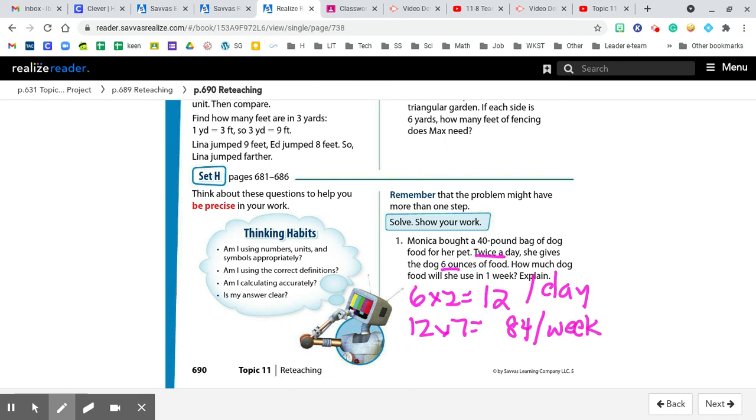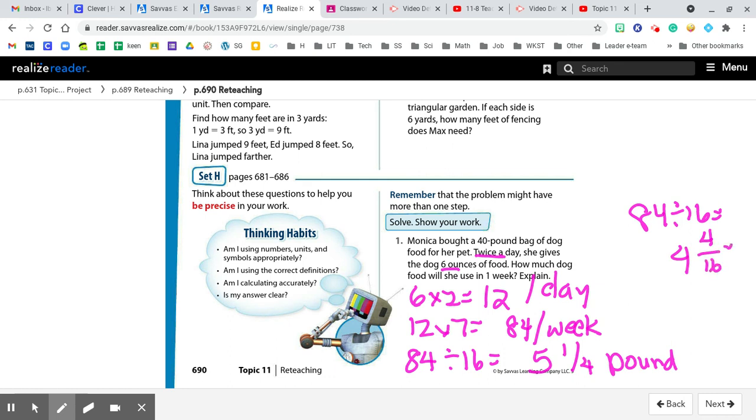And then to figure out how many pounds that is, we take 84 ounces and divide it by 16. And we get 5, 16 times 5, 80. And in case you're wondering, 84 divided by 16 equals 5. Our remainder is 4 over 16, which reduces to 1/4, so 5 1/4 pounds. And there you go.